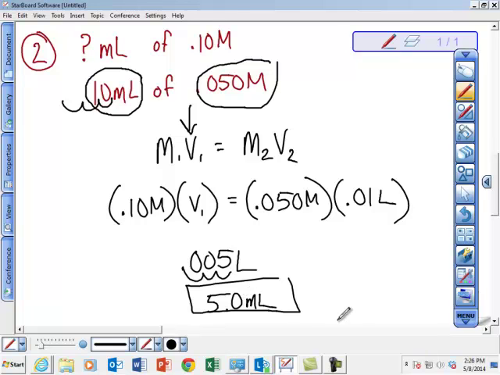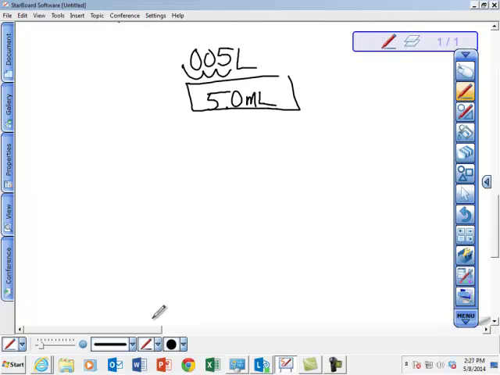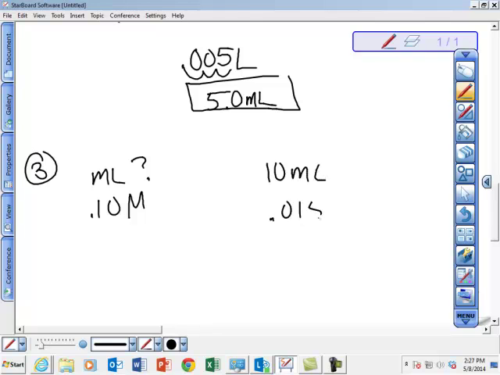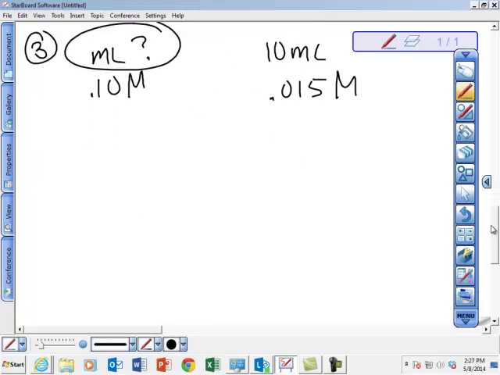So, all right, let's do the last question. Do we have enough time, or am I out? Ooh. Am I going to have to be quick? All right, quick then. Calculate the number of milliliters of a 0.10 molar solution that must be diluted to prepare 10 milliliters of a 0.015 molar. And they are looking for milliliters, looking for volume. Okay, same problem, different math.